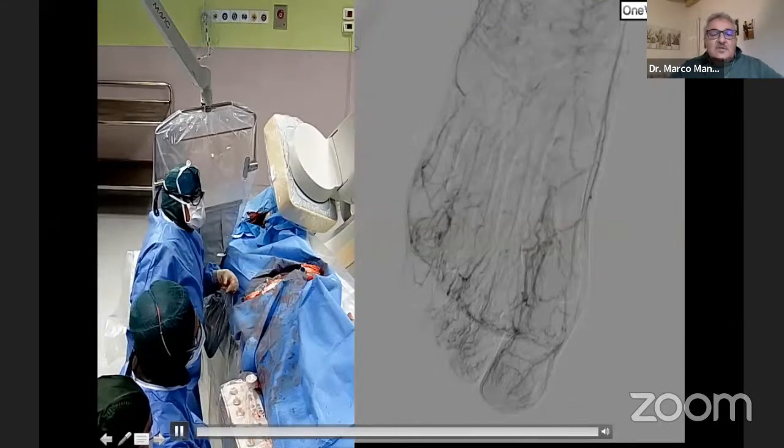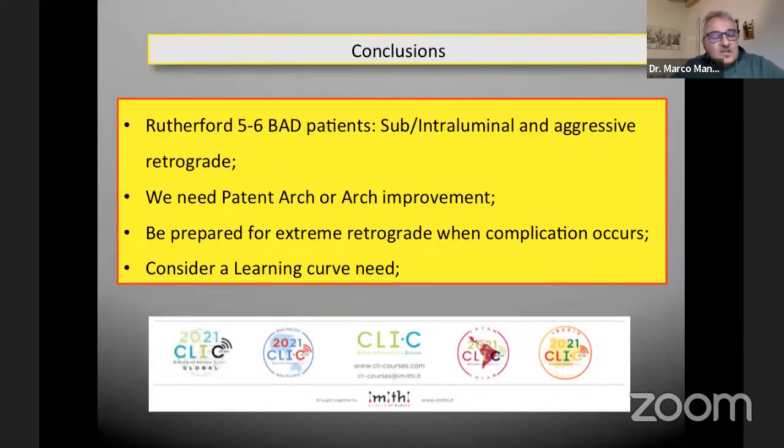so we could be very, very happy with the procedure. So to conclude, my friend, of course, the strategy should be more aggressive in route 4, 5, and 6, especially when we have big artery disease patients, so with few calcification. And so we can use both techniques, both strategies, subintimal or intraluminal, and even with retrograde, we could be successful.